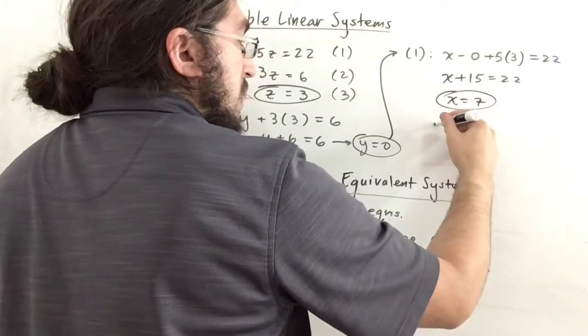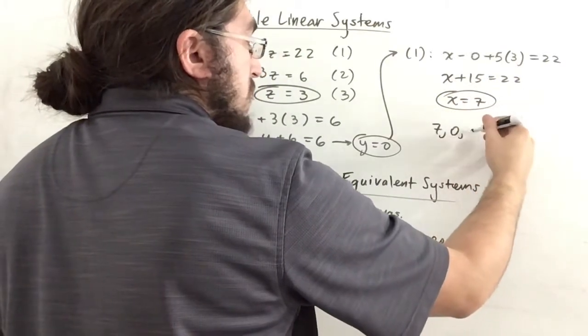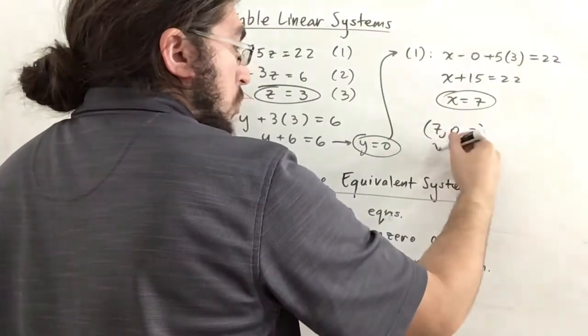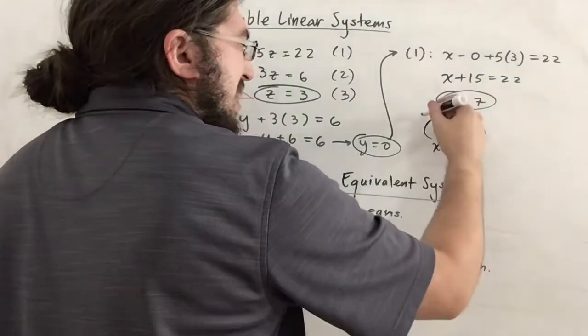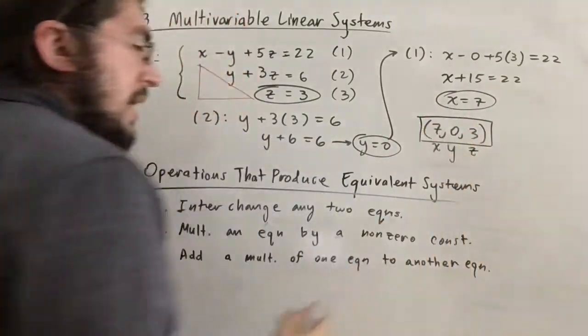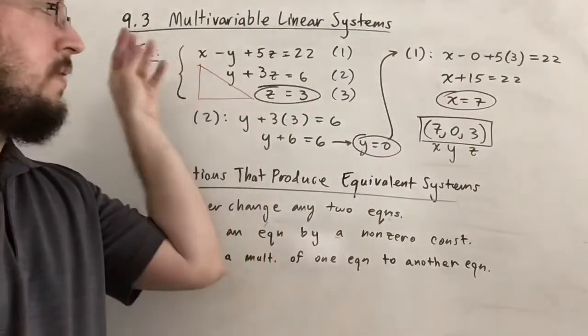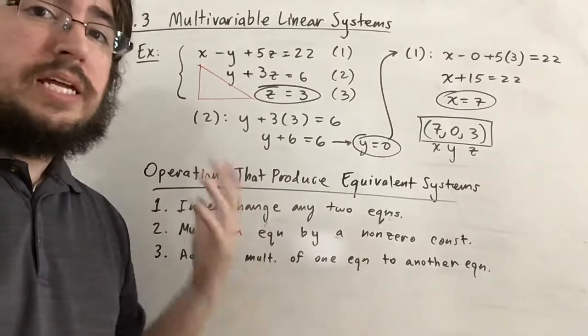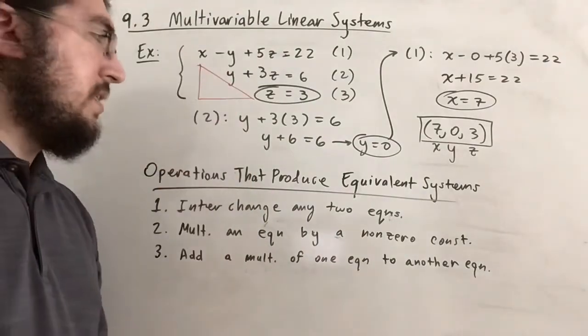So here our solution is x, y, z, a so-called ordered triple. All right, cool. And if you plug these x, y, and z values back into the original system, you'll see that it satisfies each equation in the system.